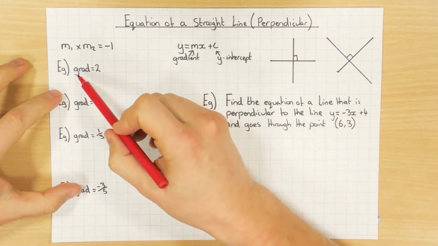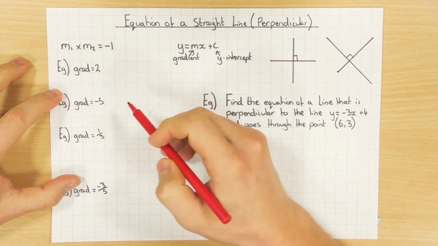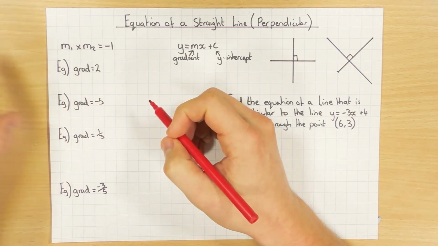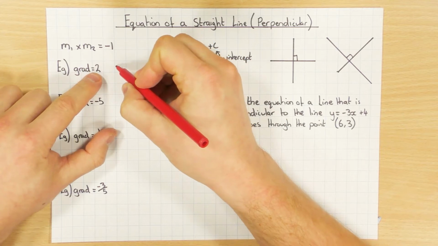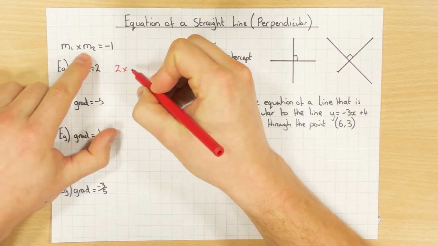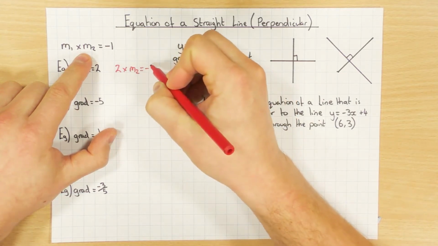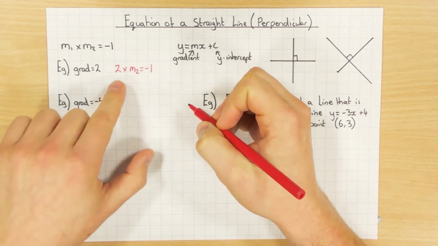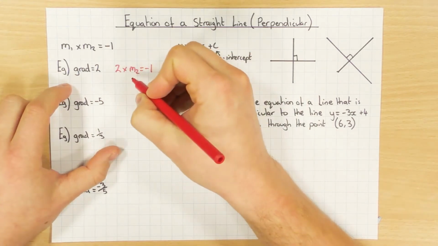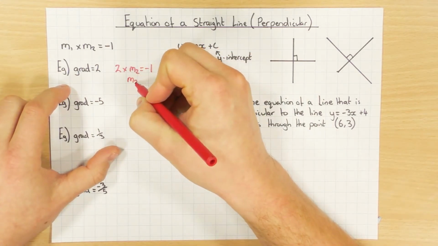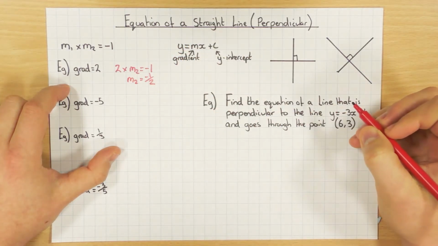Okay, so if my first line, or m1, has the gradient of 2, and I want to know the gradient of the perpendicular line, all I need to do is go, okay, well, let's call the first line 2, so m1 is 2. I times that by my perpendicular gradient that I want, and that's going to equal minus 1. So by a little bit of rearranging, 2 times my perpendicular gradient equals minus 1. So if I'm timesing by 2, just do the opposite and divide by 2. So my gradient will just be minus 1 over 2. So basically minus 1/2. Simple as that.